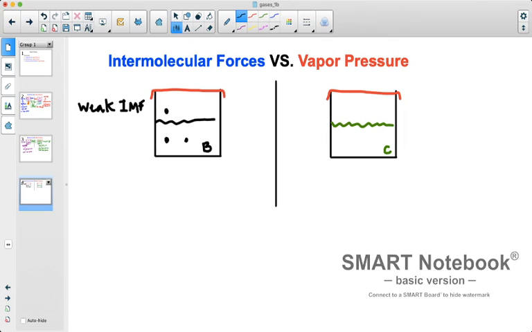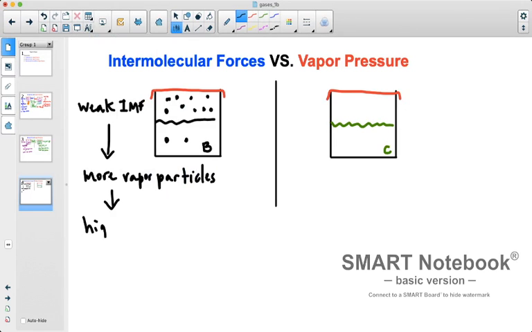We tend to see actually this setup. And that's because we don't have to break the intermolecular forces in the liquid for the particles to become a vapor. Now, when this liquid has a weak intermolecular force, we tend to see more vapor particles. And once again, once we know that there are more vapor particles, we're always going to have a higher vapor pressure.